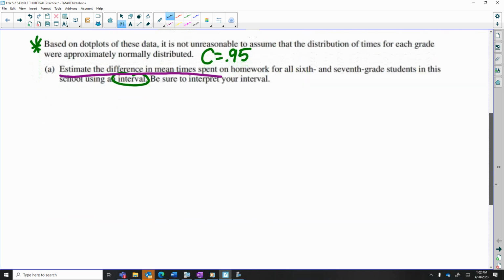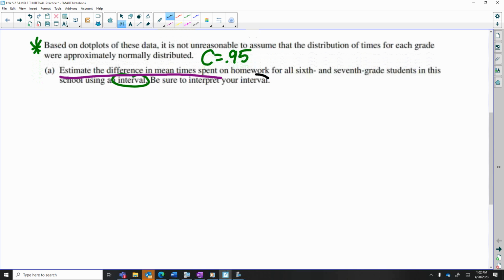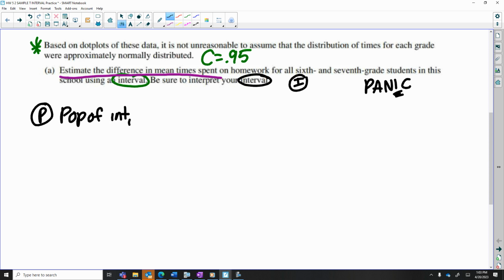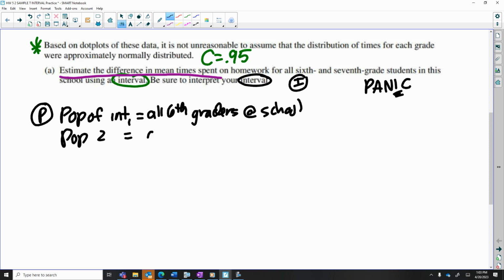Okay, so now please note it says we're doing an interval. Interval starts with the letter I, so remember the word that has an I in it is PANIC. So we're going to be doing the PANIC procedure. Step 1, P. P stands for state the population of interest and the parameter of interest. So population 1, I'm going to let be all sixth graders at this school. And I'm going to let population 2 be all seventh graders at the school.